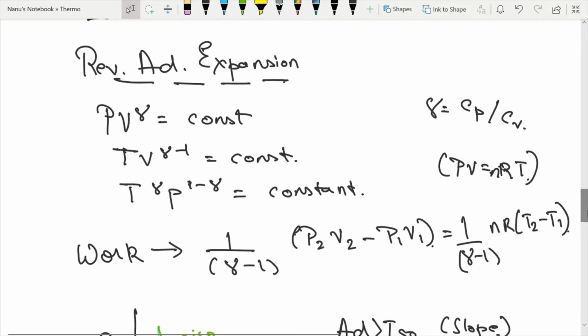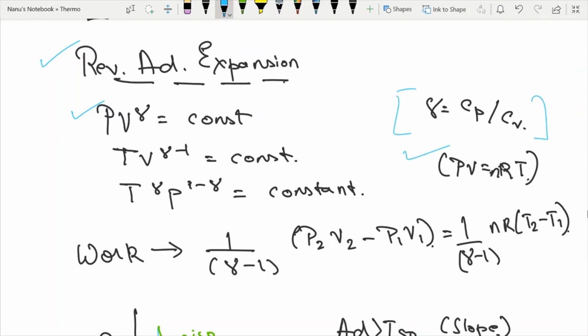Now in the first law, another important thing we have is the reversible adiabatic expansion. For that we have this formula of PV to the power of gamma equals constant, where gamma is our Cp by Cv, and using our ideal gas equation we can get these two equations from our first equation. Just replace P by RT by V or that, and you will get these two equations. And the work done in this reversible adiabatic expansion is given by this formula. We will look into the problems related to this also in the next video, right?